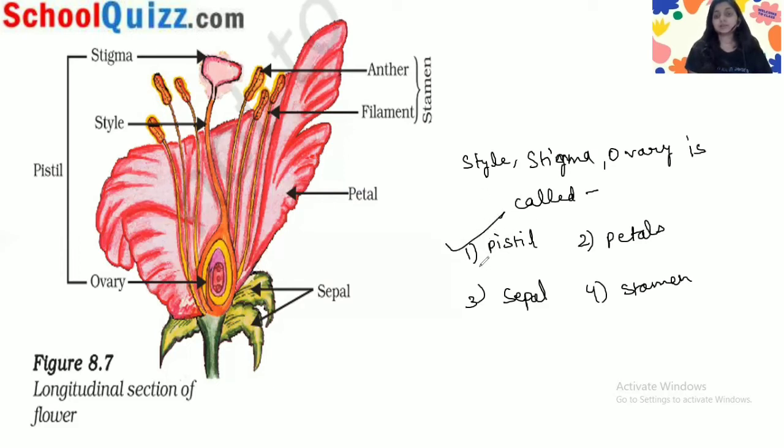Because this is the female reproductive part. Similarly, if the examiner asks what the anther and the filament together are called, it is the stamen. The male part is the stamen, and the female part is the pistil. So let's discuss the process now.